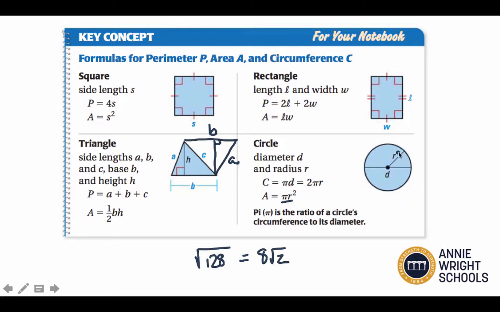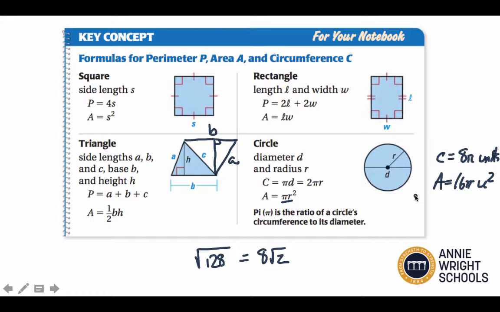If I told you the radius here was 4, I would like to see that the circumference is 8 pi units and that the area is 16 pi units squared. That I feel is a better answer than whatever 16 times pi is.